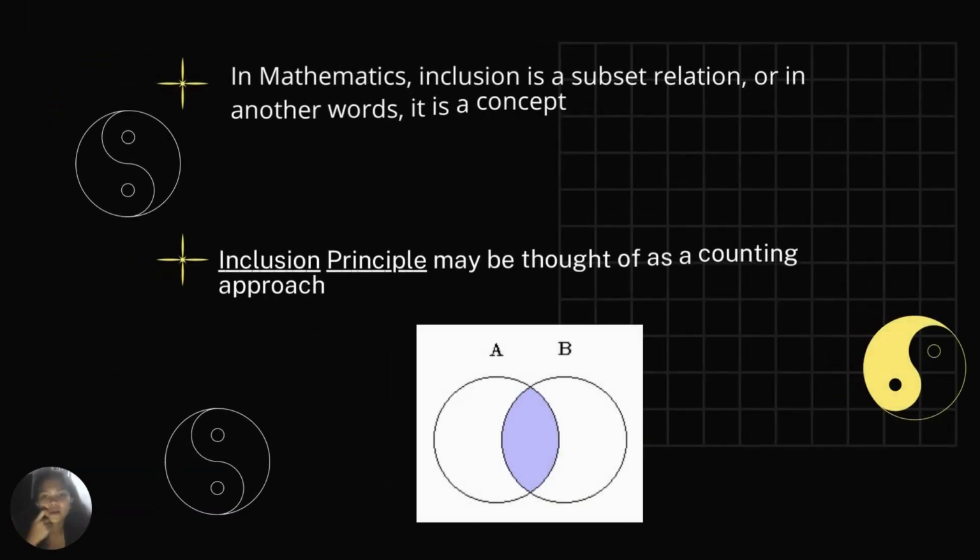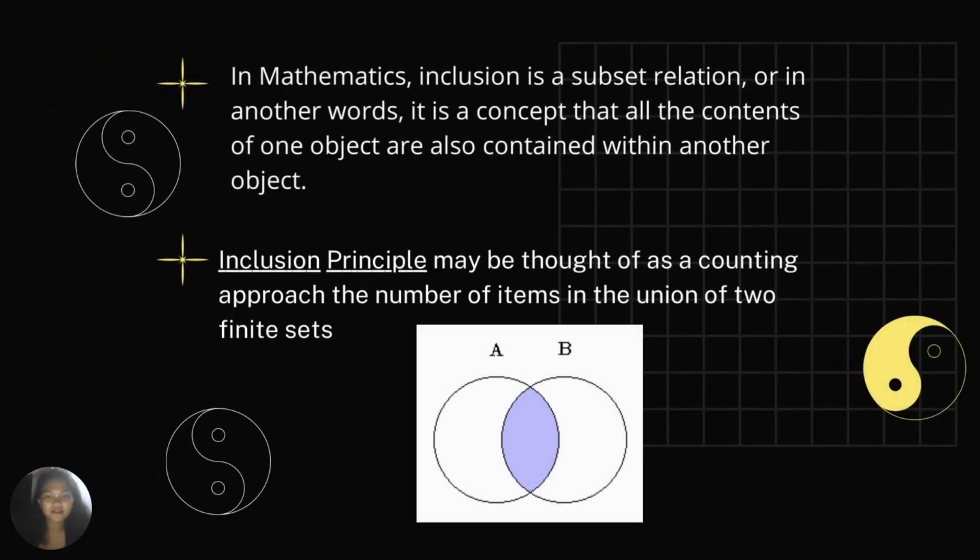So in mathematics, inclusion is a subset relation, or in other words, it is a concept that all the contents of one object are also contained within another object. Yes. So let's move forward. What really is the inclusion principle?